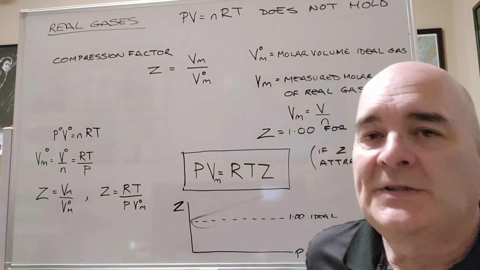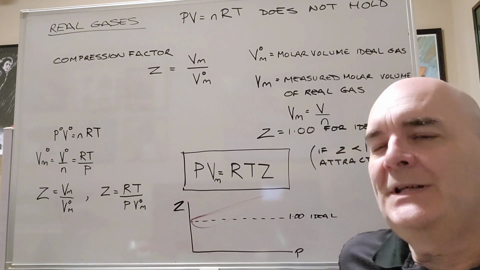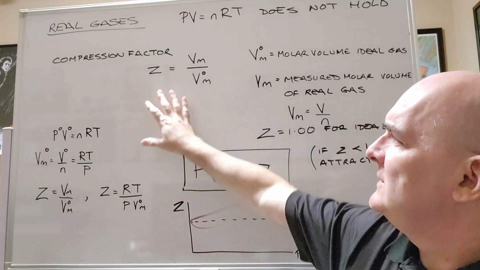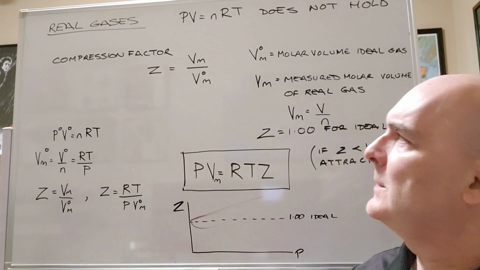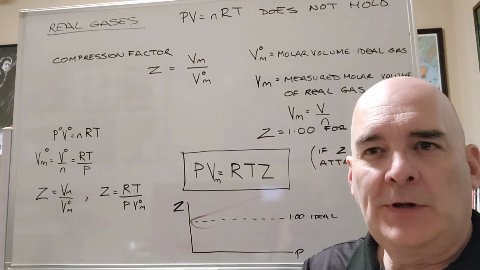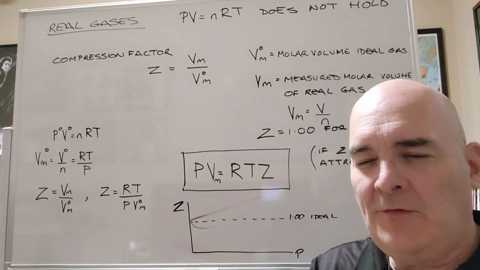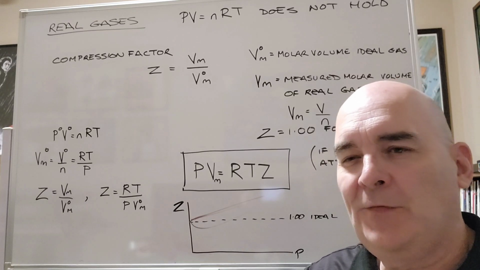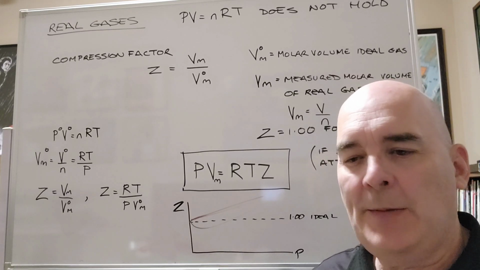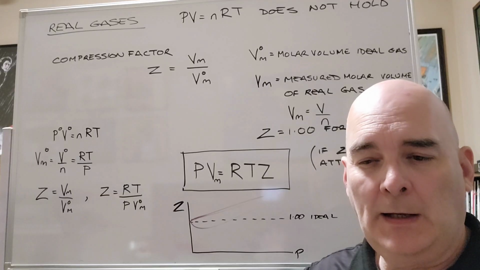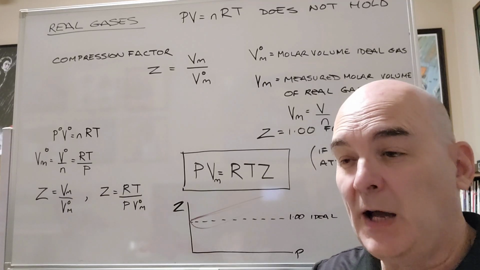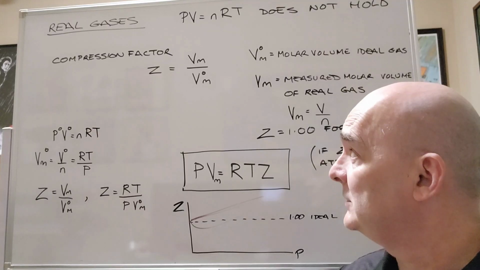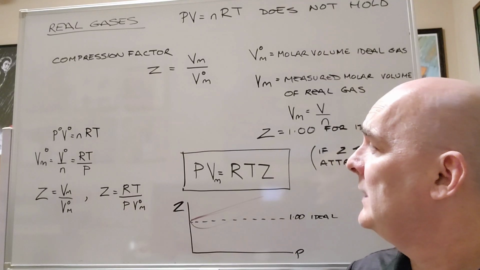So for real gases, PV equals nRT does not hold. It's not true. This is going to give us access to something called the compression factor. This chapter of our book introduces compression very briefly. Later on in the book, there are a couple of other things that we can do with it. We can specifically look at isotherms and pull Z from graphical information, and we'll do that too.